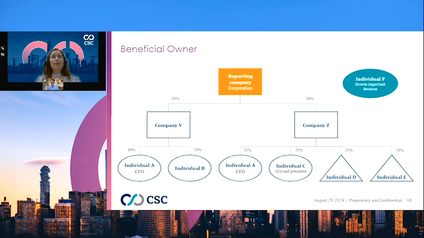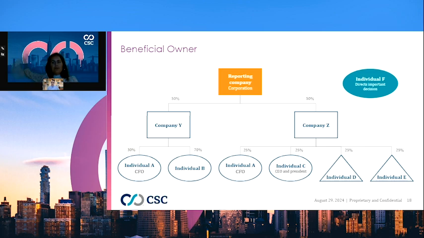Individuals D and E only own 25% of Company Z's 50% for a total interest of only 12.5% each. Absent any other facts indicating any other form of ownership and control, we can conclude that individuals D and E are not beneficial owners. Although we've already determined that individual A is a beneficial owner under the control test, it's also worth mentioning that he's also a beneficial owner under the ownership test.